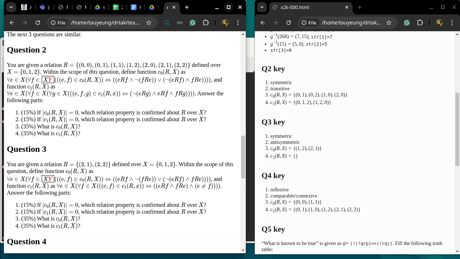So we look at all the E from X, and for each E from X, all the F from X. The only requirement for E and F is that they are elements from X. But we're looking at all the possible ways to pair E and F. Yes?